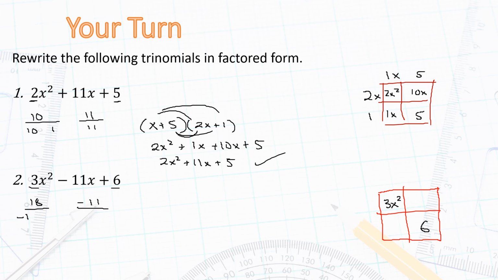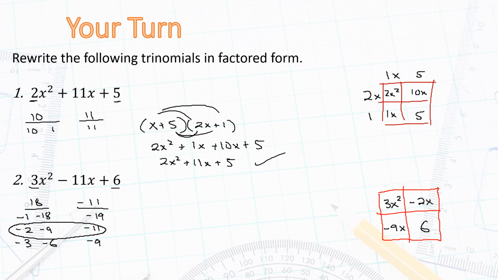So minus 1 times minus 18. Minus 2, minus 9. Minus 3, minus 6. Add those together: negative 19, negative 11, and negative 9. So here is our winner, the negative 2 and negative 9 factors. They go over to our box, minus 2x, minus 9x.